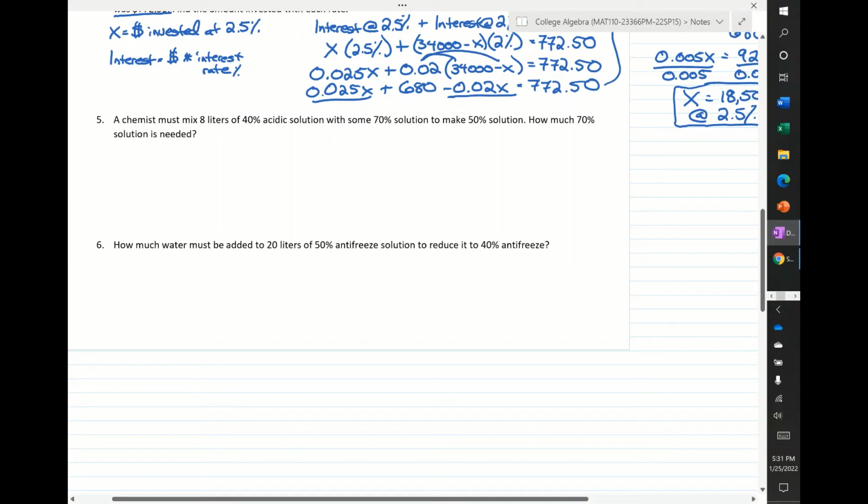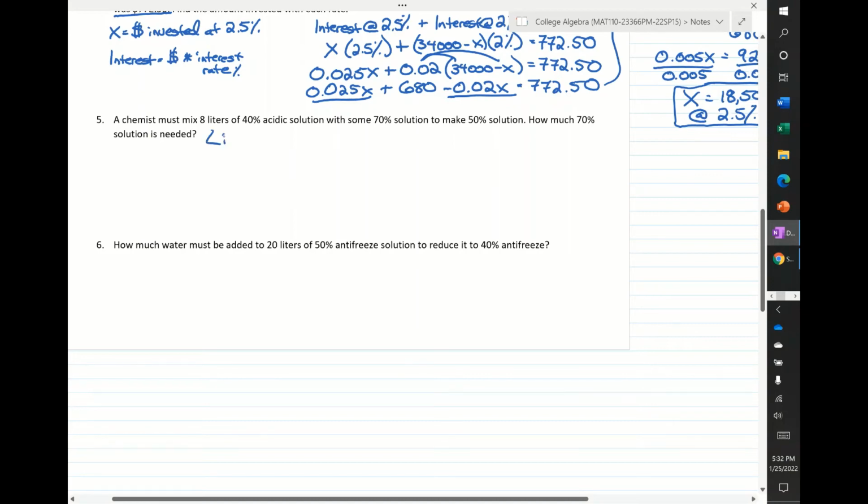All right, let's take a look at number 5. It says a chemist must mix 8 liters of 40% acidic solution with 70% solution to make 50% solution. How much 70% solution is needed? So when we have these types of problems, it's really important to get organized. Typically, the way that I would recommend that you solve these is we make a table with 3 columns.